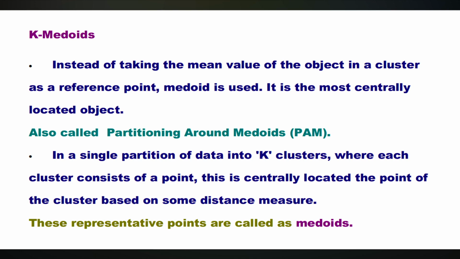In a single partition of data into k clusters, where each cluster consists of a point, this is centrally located point of the cluster based on the distance measure. These representative points are called as medoids.